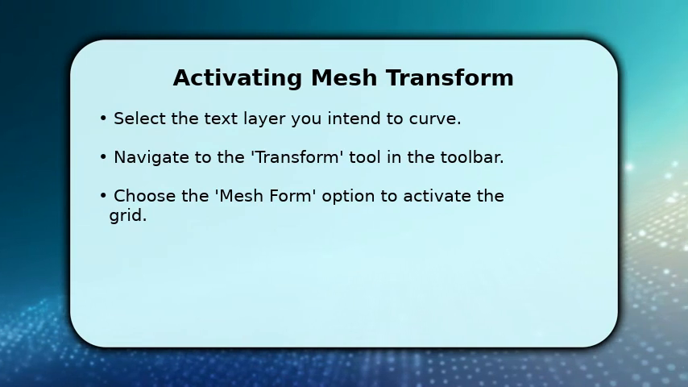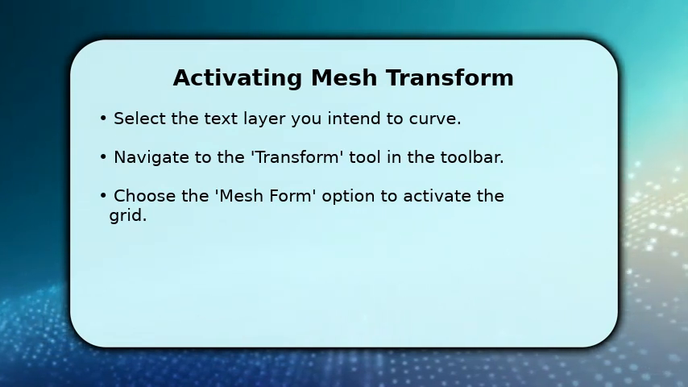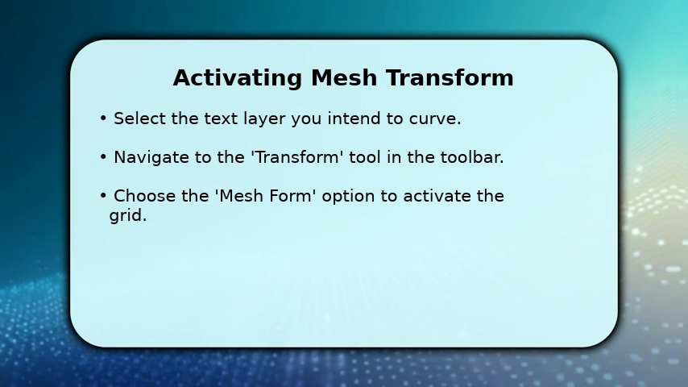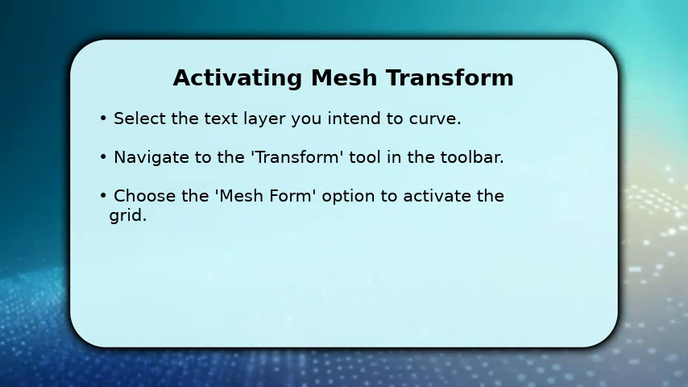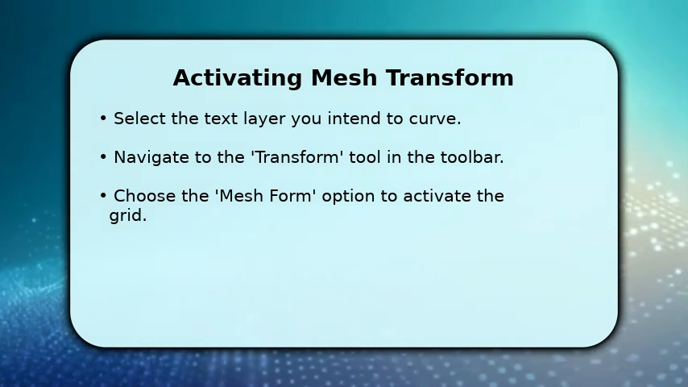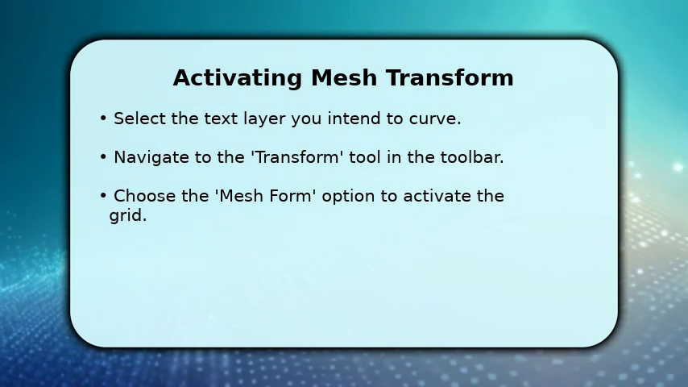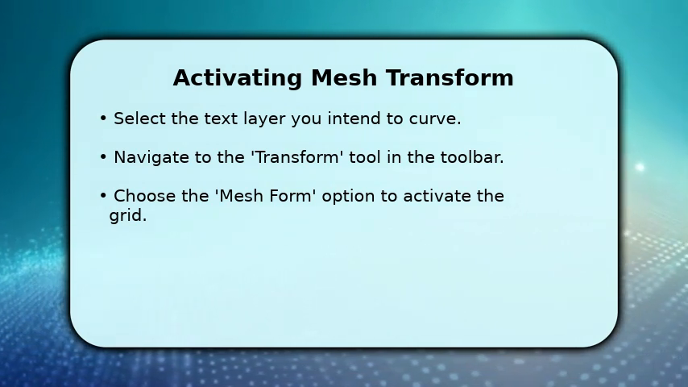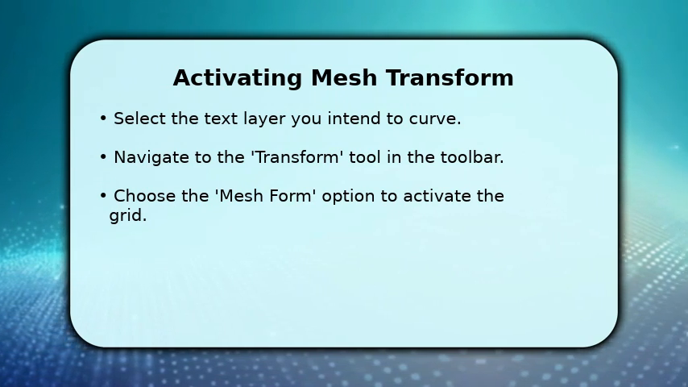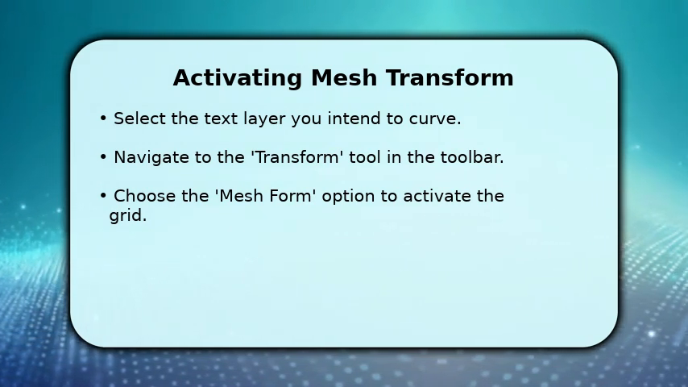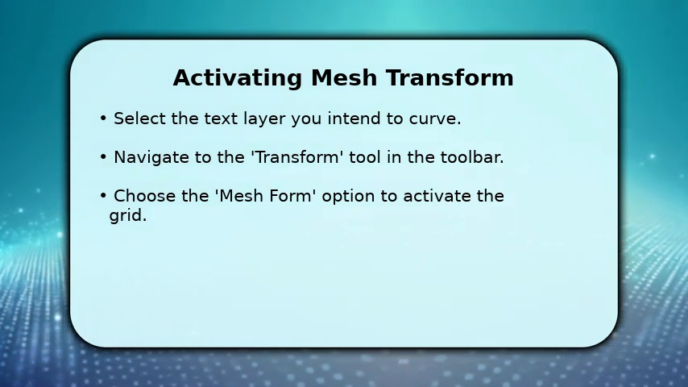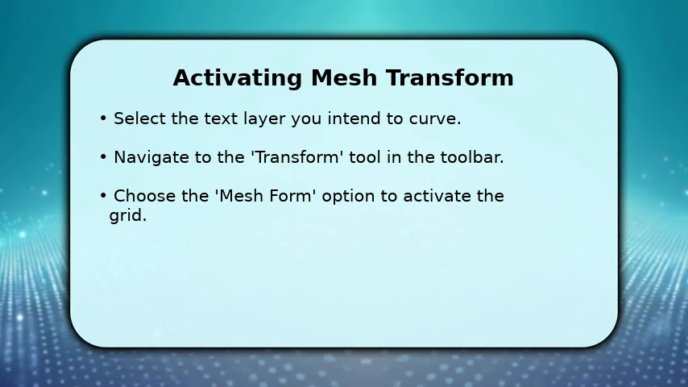Once your text is ready, select its layer in the Layers panel. Then, locate the Transform tool, which looks like a 4-arrow icon in the bottom toolbar. Within the Transform options, you will find Mesh Form. Tapping this will overlay a grid onto your text, providing the control points needed to begin shaping it into a curve. This is where the magic starts.